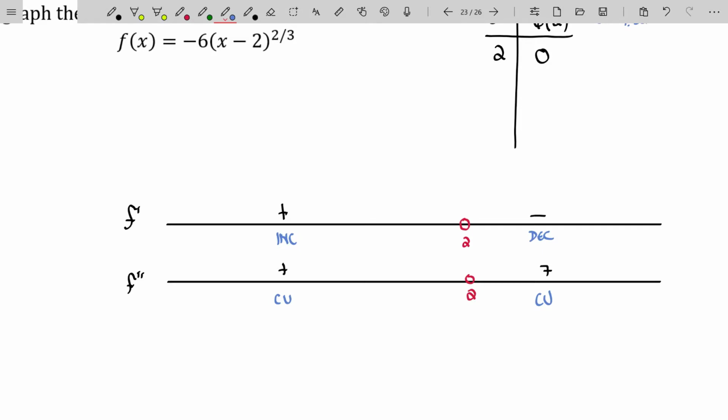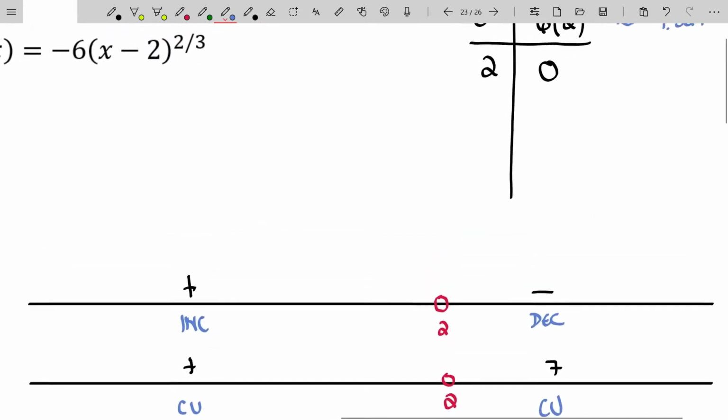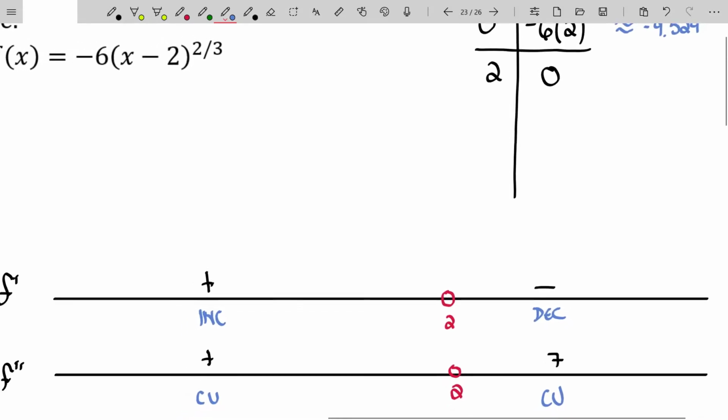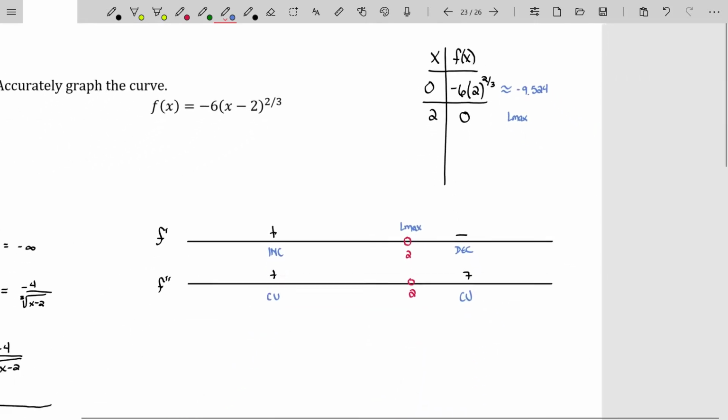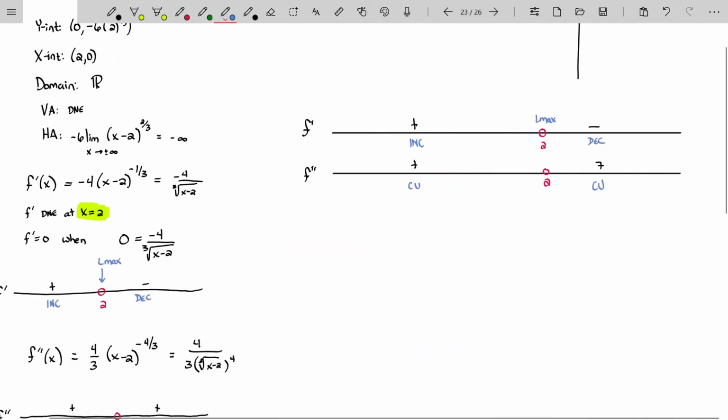And I should also mention, because the function went from increasing to decreasing, we have a local max at x equals 2. Again, it went from increasing to decreasing. I'll even mention that here. It's a local max. That's pretty much all I have for this function.